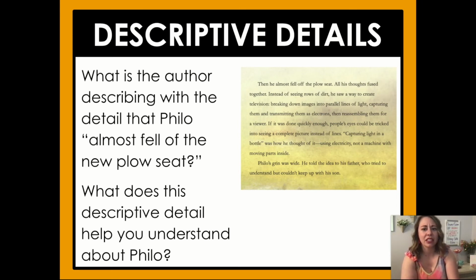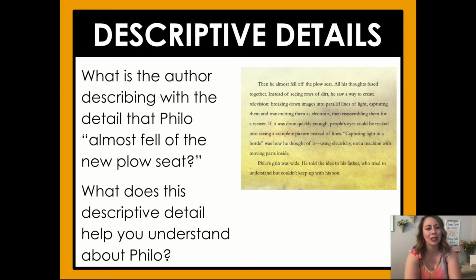Okay. So it says, then he almost fell off the plow seat. All his thoughts fused together. Instead of seeing rows of dirt, he saw his way to create television, breaking down images into parallel lines of light, capturing them and transmitting them as electrons, then reassembling them for a viewer. If it was done quickly enough, people's eyes could be tricked into seeing complete pictures instead of lines. Capturing light in a bottle is how he thought of it, using electricity, not a machine with moving parts inside. Philo grinned wide. He had told his idea to his father, who tried to understand but couldn't keep up with his son.